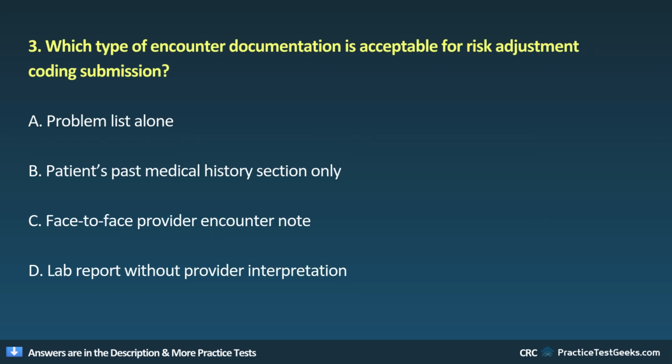3. Which type of encounter documentation is acceptable for risk adjustment coding submission? A. Problem list alone. B. Patient's past medical history section only. C. Face-to-face provider encounter note. D. Lab report without provider interpretation.